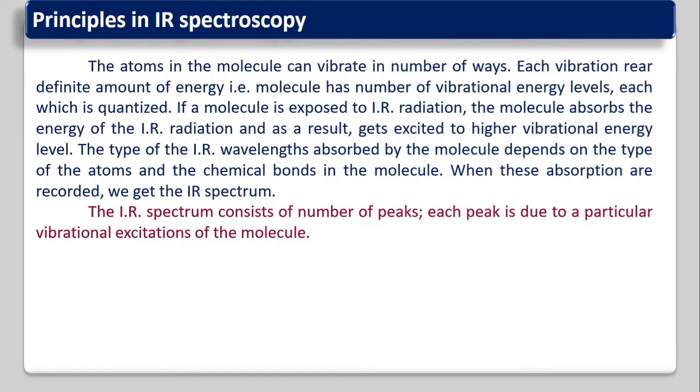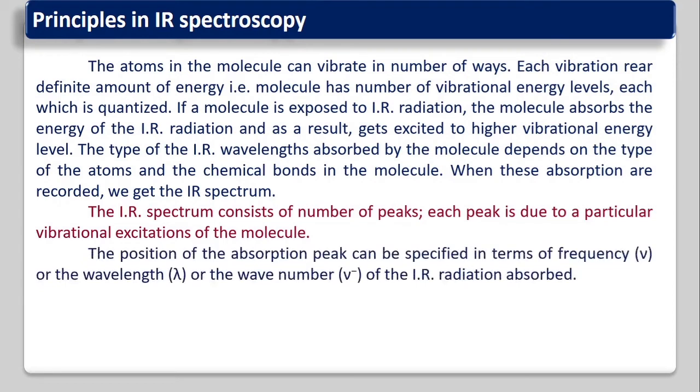The IR spectrum consists of a number of peaks, and each peak is due to particular vibrational excitations of the molecule. So in this spectrum we are getting a number of peaks. It's because there are so many vibrational excitations of the molecules. So many peaks you can get, and each peak is due to the particular vibrational excitations of the molecule.